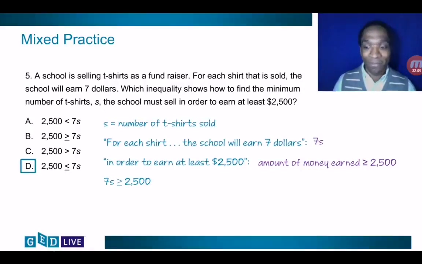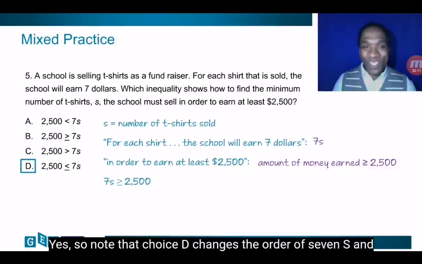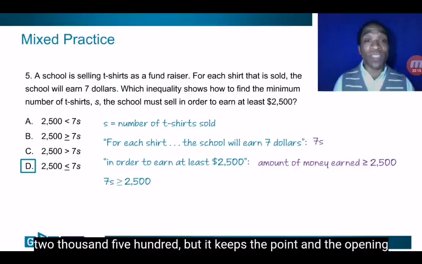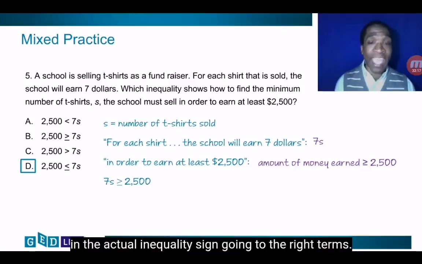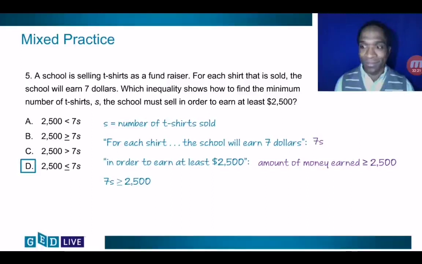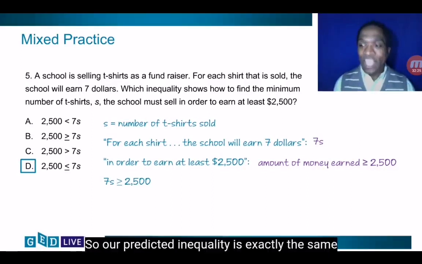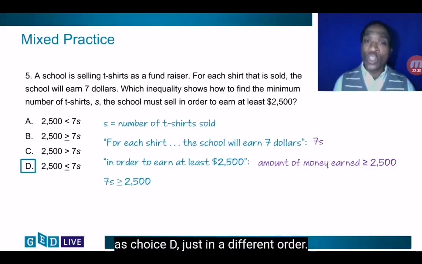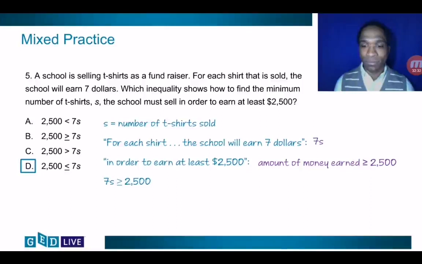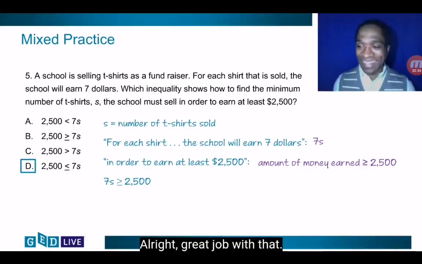is D. Yes. So note that choice D changes the order of 7s and 2,500, but it keeps the point and the opening in the actual inequality sign going to the right terms. Yes, and we talked about that carefully already. So our predicted inequality is exactly the same as choice D, just in a different order. All right, great job with that.